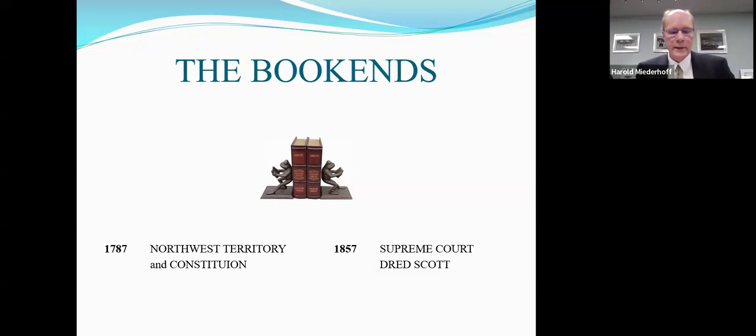Before our country even technically got started, we had the Northwest Territory, and then, of course, our United States Constitution, which looks like I misspelled there. Sorry about that. And then at the other end of the bookends, we have our Supreme Court case of Dred Scott, Missouri slave that sued for his freedom. And that was a case that probably was somewhat of a trigger for the Civil War, not necessarily the only thing that would cause us to go to war over each other. But nevertheless, those are the two situations at the end of the study of law on these freedom cases.